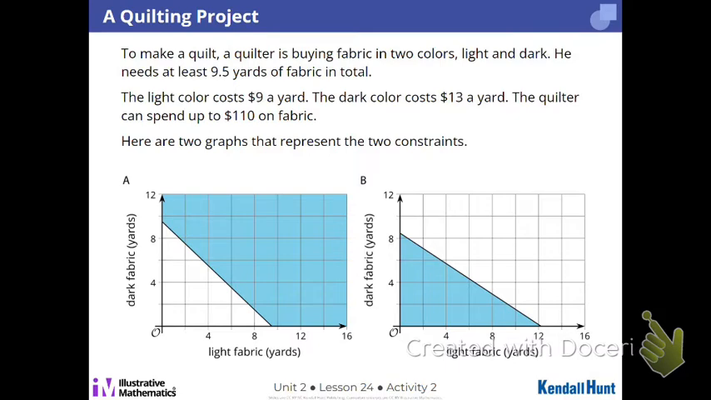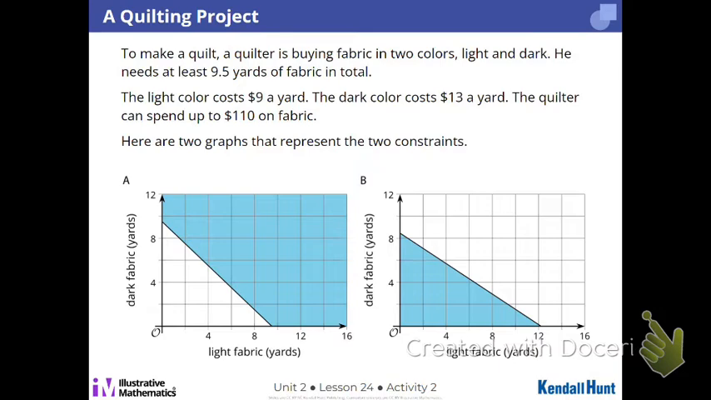You need to know that the light color costs a little less at $9 a yard, and the dark color is $13 a yard. I'm speculating that either the dark color is more desirable, so they jack the price up, or maybe the dye is more expensive. That's why it costs more. Either way, I need you to write down both constraints to get started here.